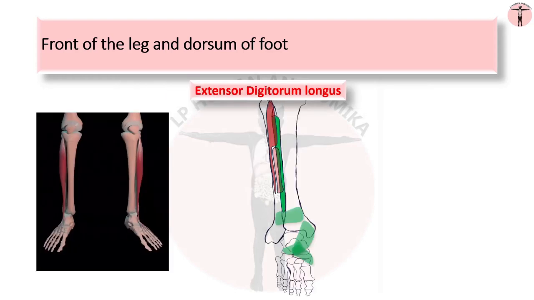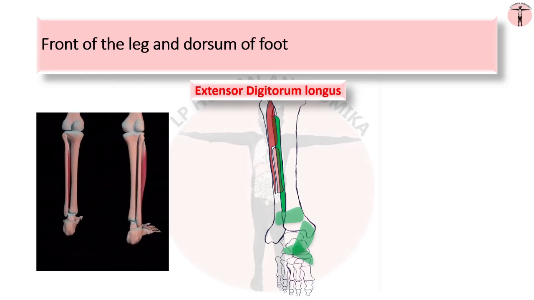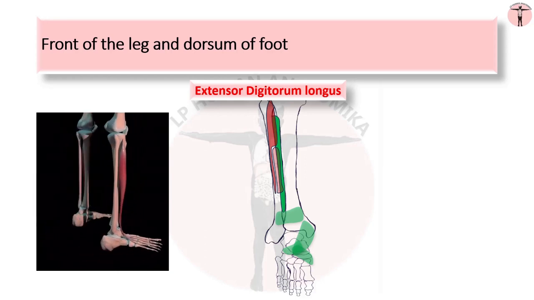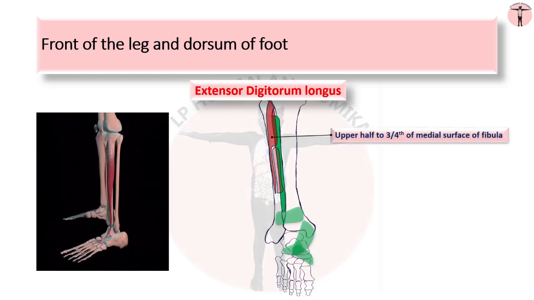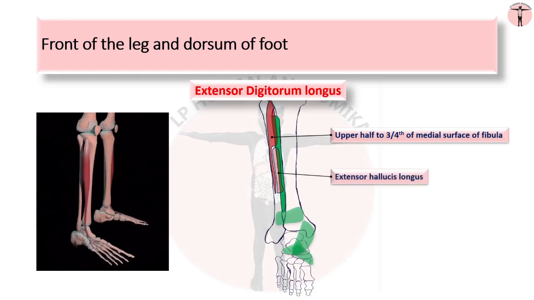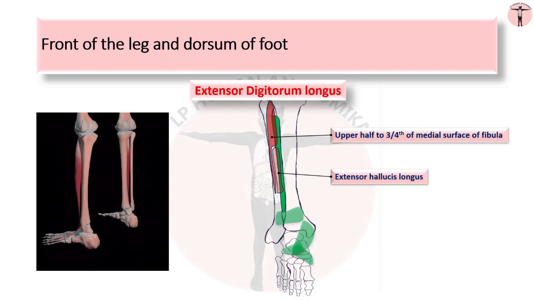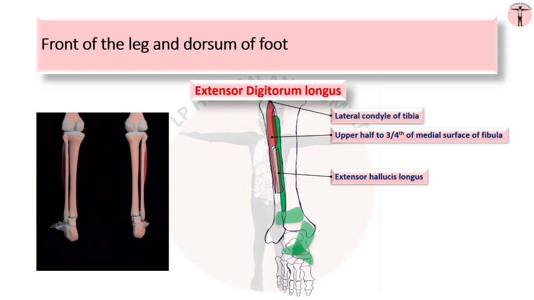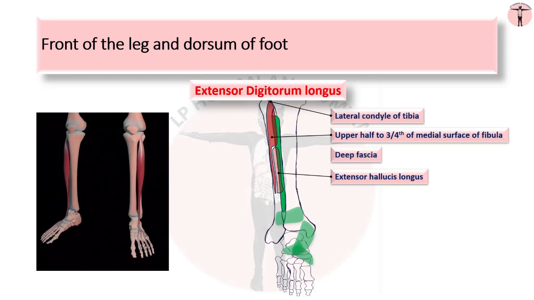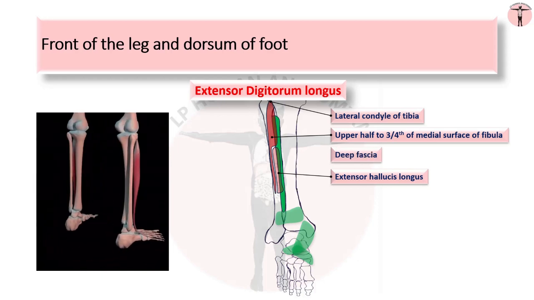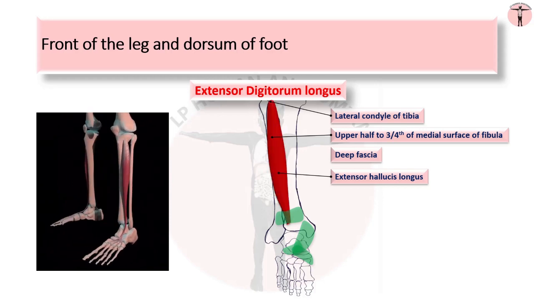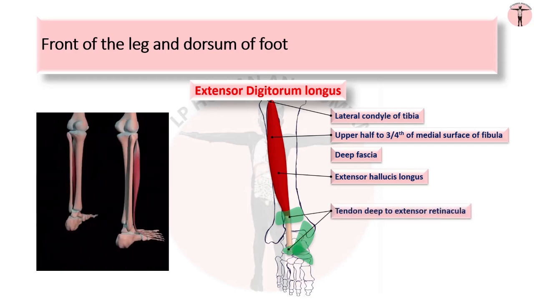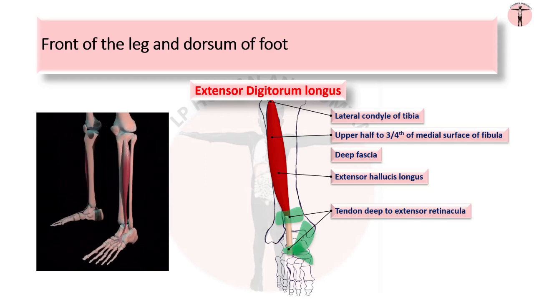The extensor digitorum longus muscle is the most posterior and lateral of the muscles in the anterior compartment of leg. It originates mainly from the upper 1/2 to 3/4 of the medial surface of the fibula, lateral to and above the origin of the extensor hallucis longus muscle, and extends superiorly onto the lateral condyle of the tibia. Like the tibialis anterior muscle, it also originates from deep fascia covering it. The extensor digitorum longus muscle descends down to form a tendon which passes deep to the extensor retinacula and continues into the dorsal aspect of the foot.